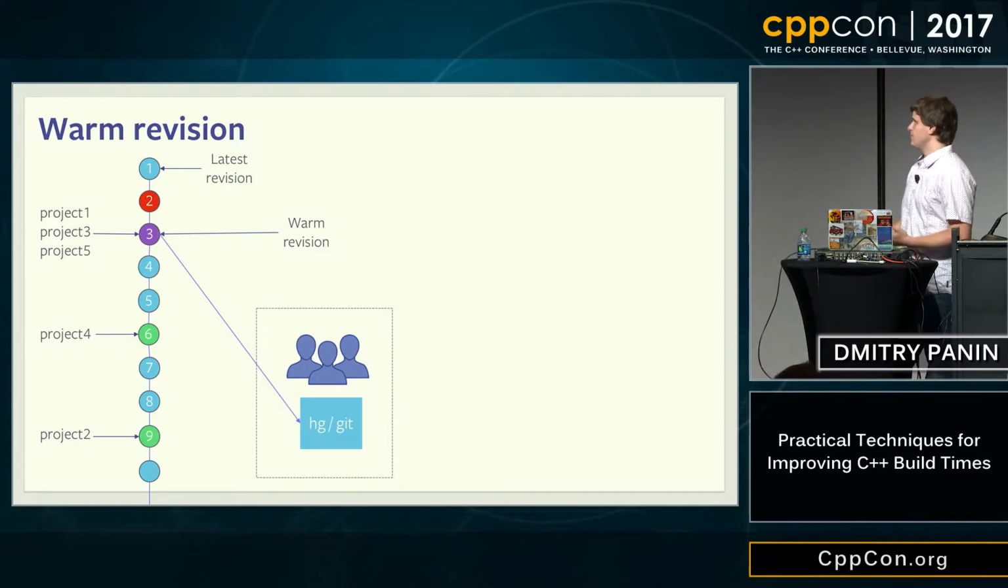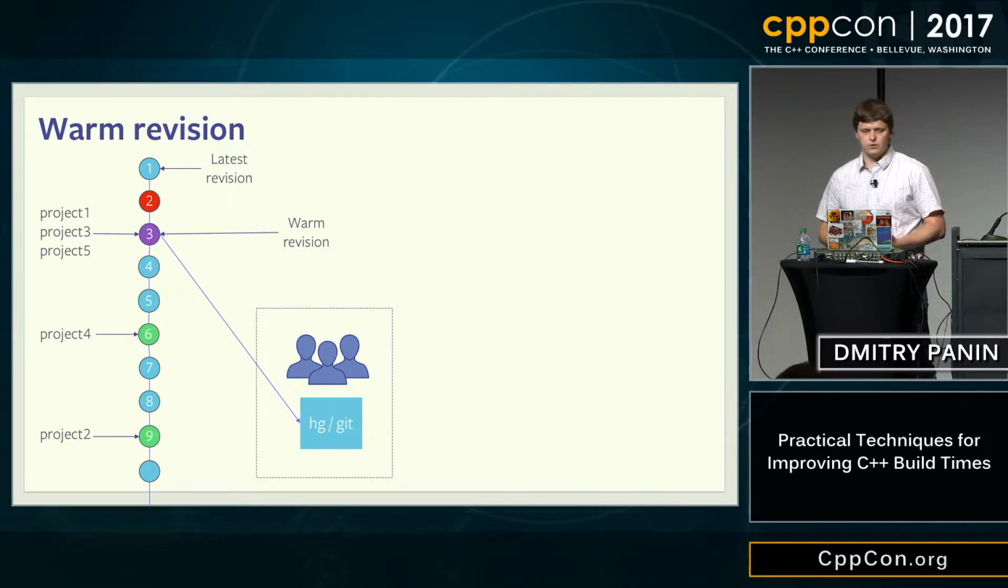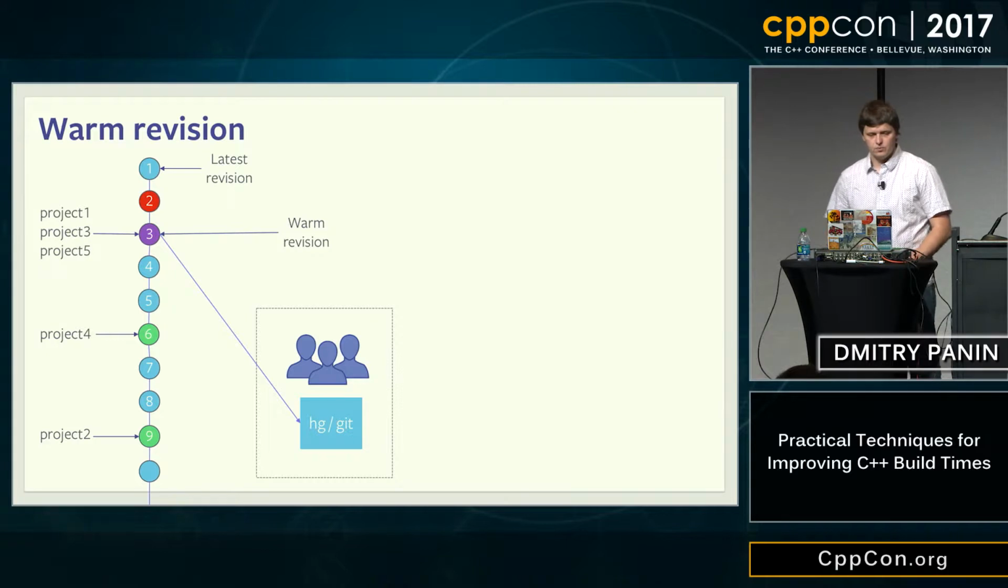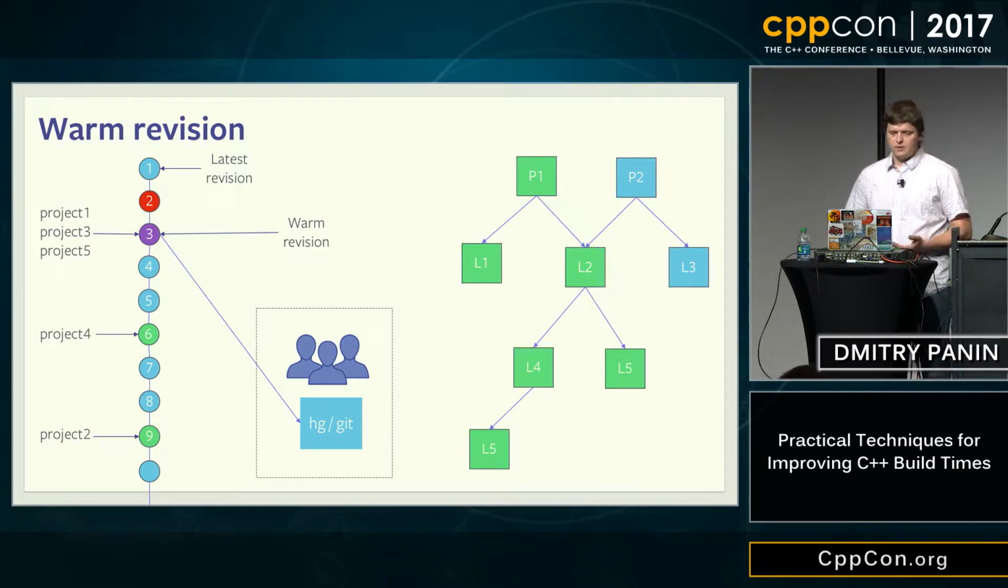And what happens if you build multiple different projects? Suppose in this example you build project 1 and project 2. It turns out that a lot of projects share core libraries. So even if you don't get a full cache hit, you might still get a really good one.